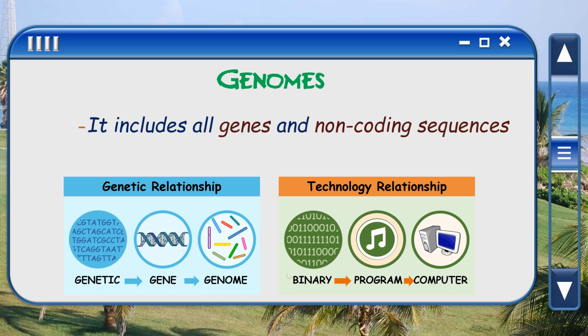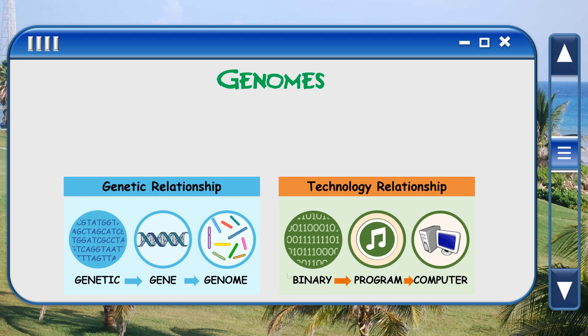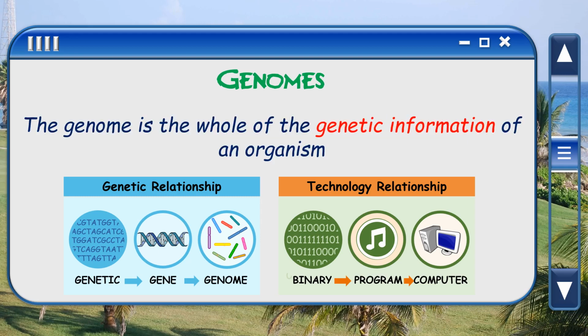So it includes all the genes and the non-coding sequences. Of course, there are those sequences which are used for coding the genes, and then there are other sequences which are non-coding. All of them, when you add them together, form what we call a genome. So the genome is the whole of the genetic information of an organism.